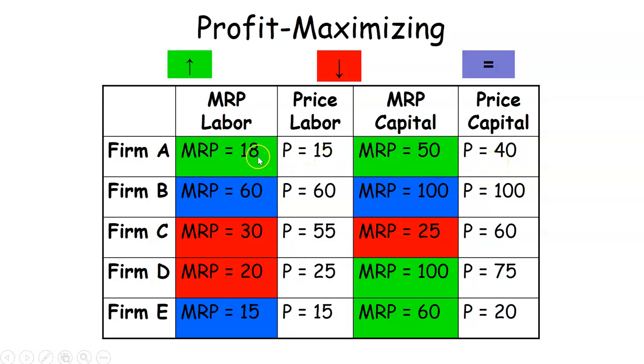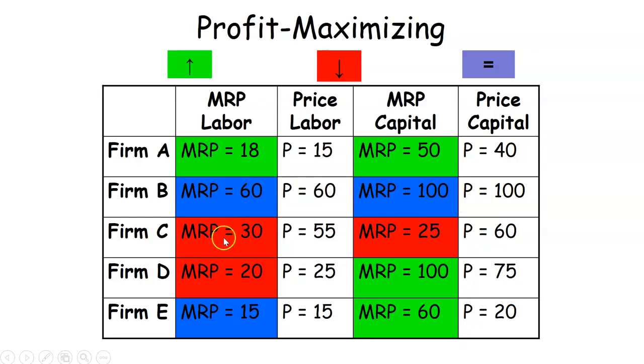Now remember, why are we adding more? By adding more, we bring this number down, such that we can get down to 40 and 15. For firm B, the MRP is 60. Price of labor is 60. It's already at the correct position. We aren't going to touch it. MRP equals 100 here, and price is 100. Again, they're equal. That is already at 1.